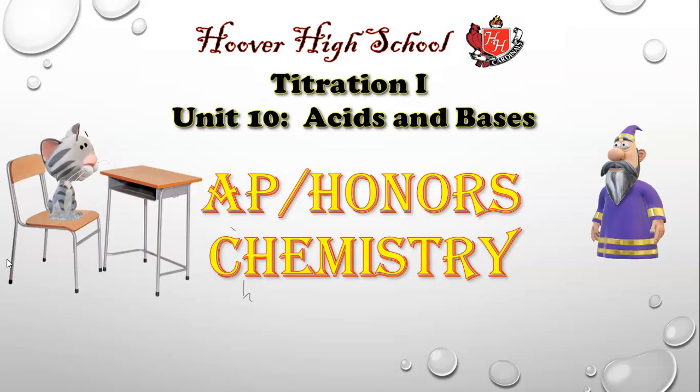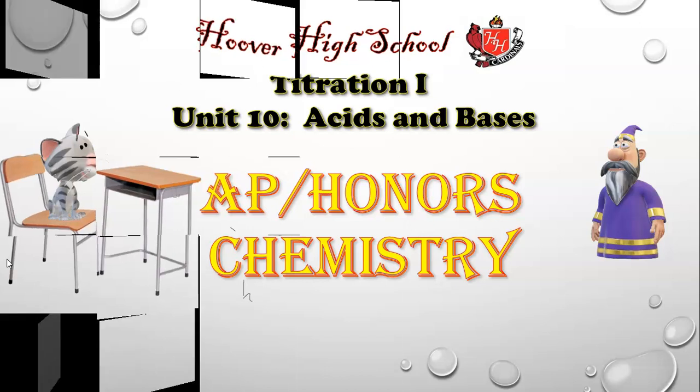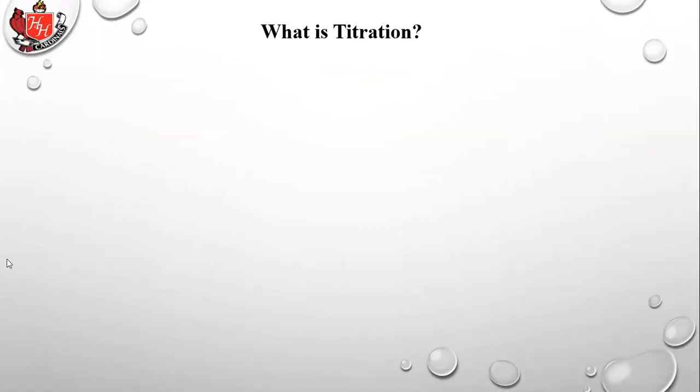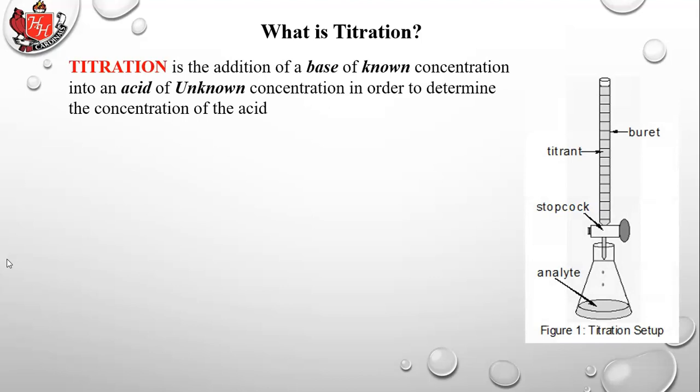Okay, chemistry, we're on to the next lesson in the acid-bases unit, and now this deals with an experimental technique known as titration, which is used to analyze acids and bases and how they react with each other. So what is titration? Titration is the addition of a base of known concentration into an acid of unknown concentration in order to determine the concentration of the acid.